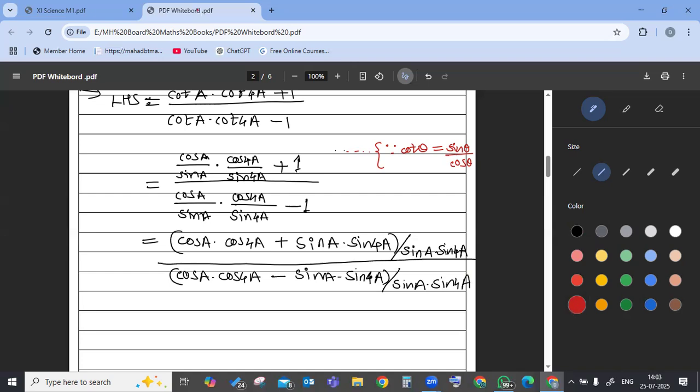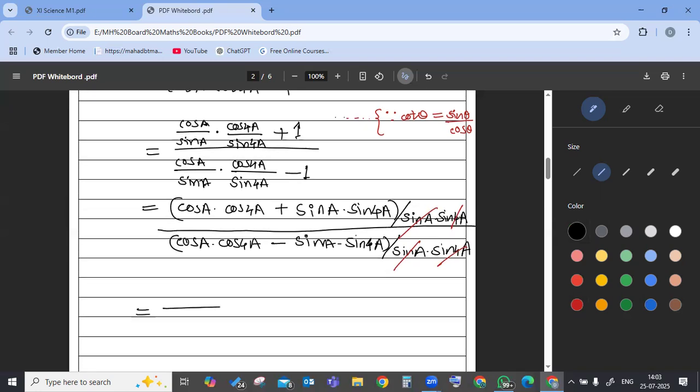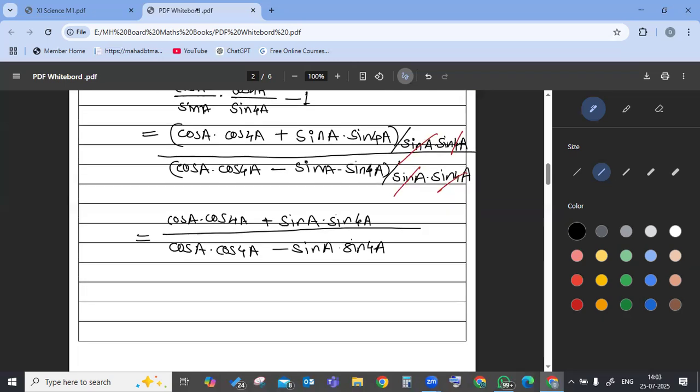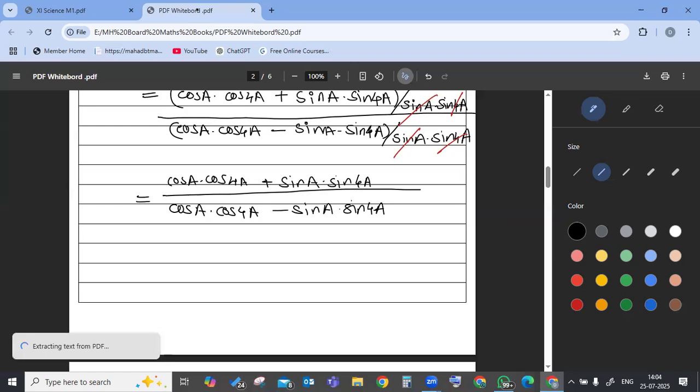Now we have taken the denominator common. The sin A can cancel with the sin A. Sin 4A can cancel with the sin 4A. Now what else is remaining? The remaining parts are this: cos A into cos 4A plus sin A into sin 4A divided by cos A into cos 4A minus sin A into sin 4A. This is only remaining. Okay.